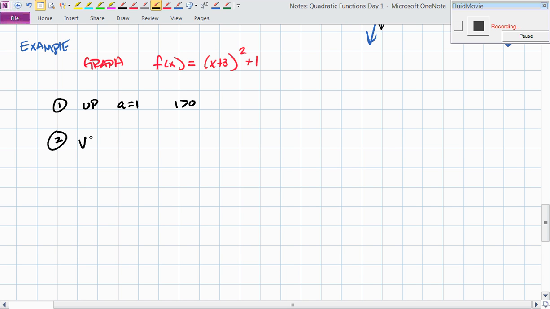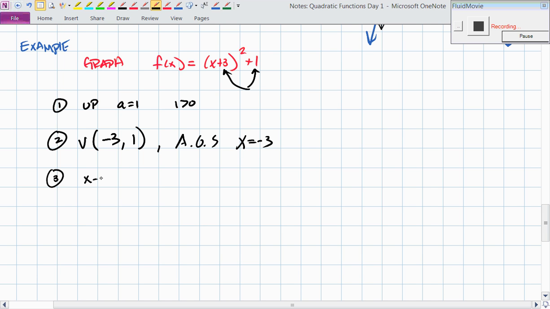Number 2, where's the vertex? The vertex is going to be at negative 3, 1. Remember, the vertex is at h, k is what we're calling it. Remember, it's opposite signs inside my parentheses. And that means that the axis of symmetry has to be the line x equals negative 3. Good, so far so good.